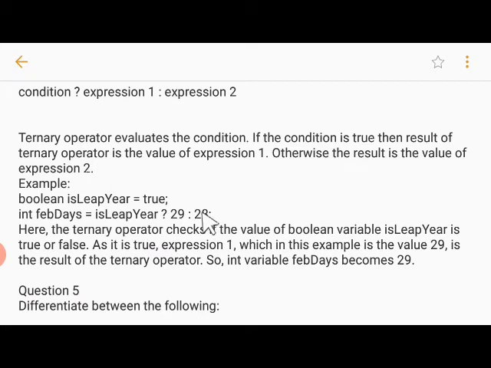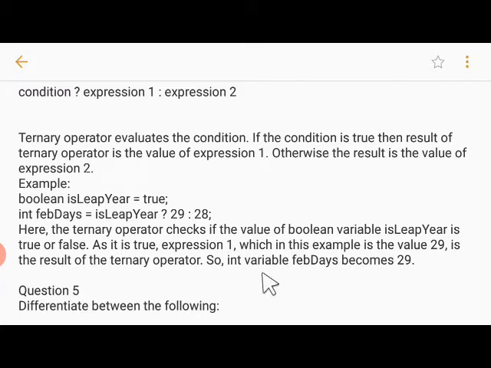Here the ternary operator checks whether the value of the boolean variable isLeapYear is true or false. As it is true, because it is already written true, expression 1, which in this example is the value 29, is the result of the ternary operator.